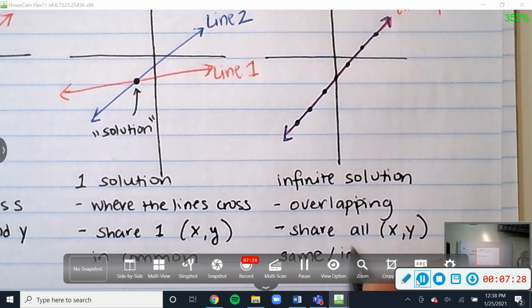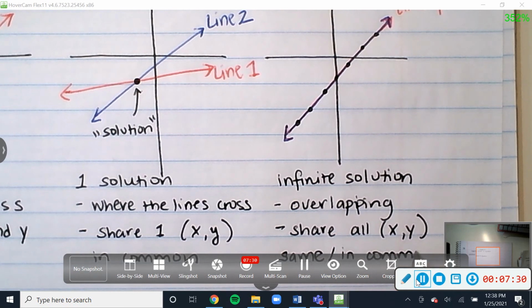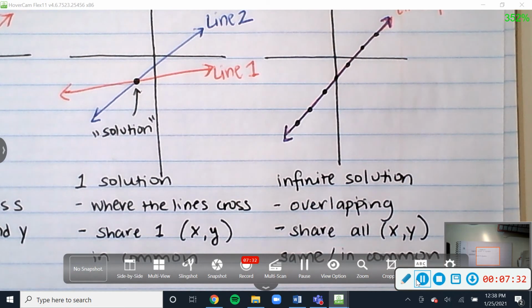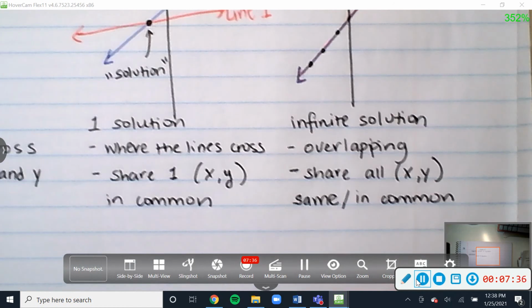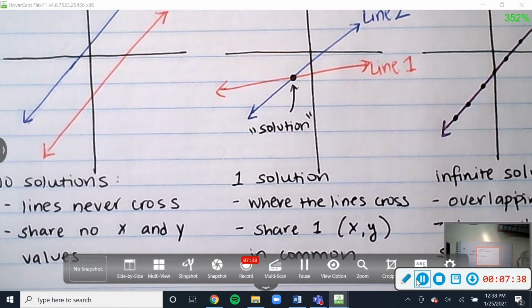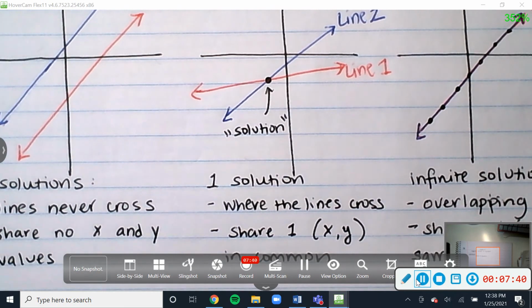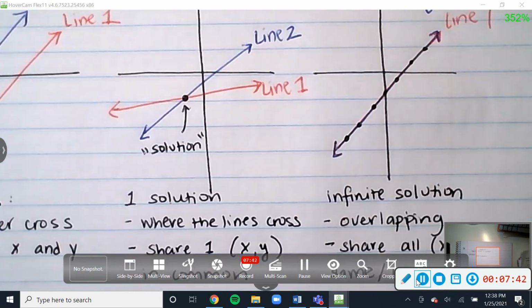Or in common. So with lines, straight lines like this, we only really have 3 scenarios. Either no solution, because they never touch each other, one solution, because they cross, or infinite if they are right on top of each other, if they're the same line.